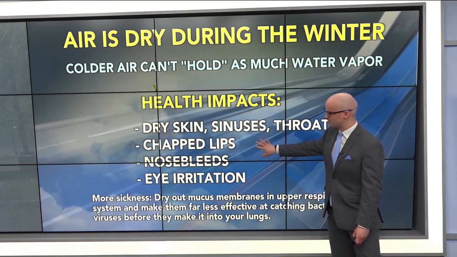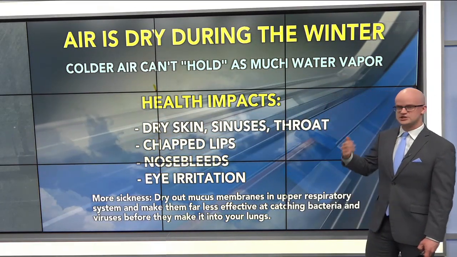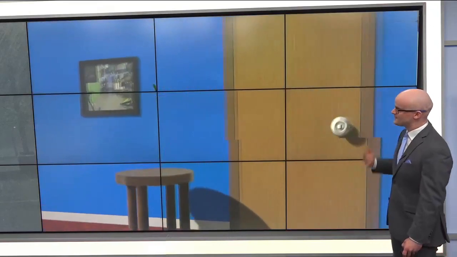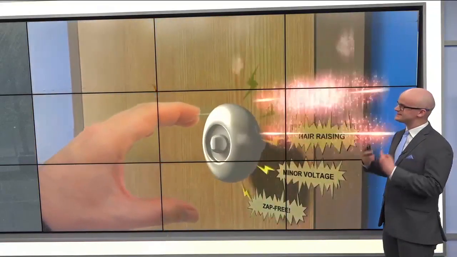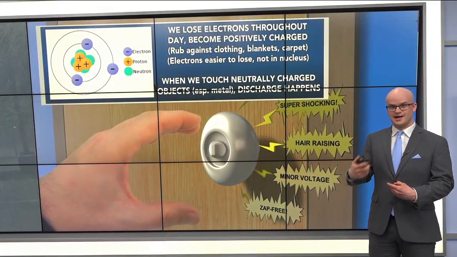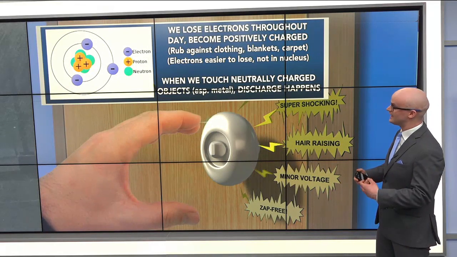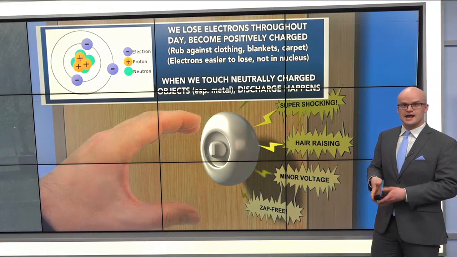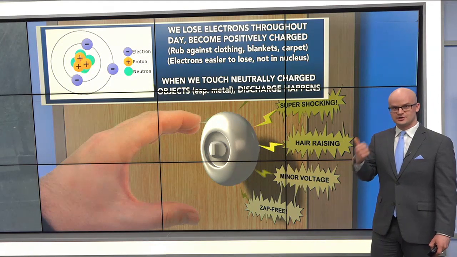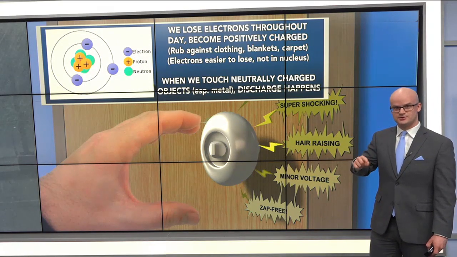You have more chapped lips, nosebleeds, and eye irritation with that dry air in the wintertime. Another thing I wanted to focus on is static electricity, which is usually a lot more prevalent in the wintertime with this dry air. So looking at atoms, the composition of atoms are electrons, which are floating around outside the nucleus, and then in the nucleus you have the protons and the neutrons.